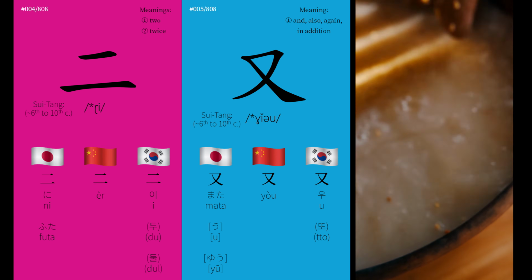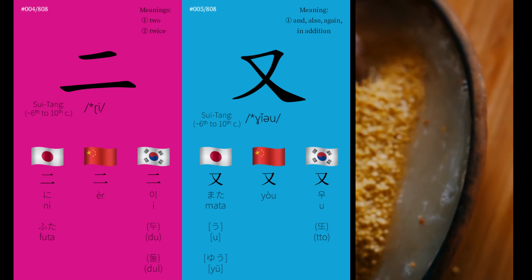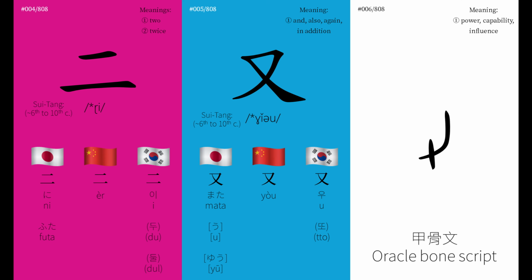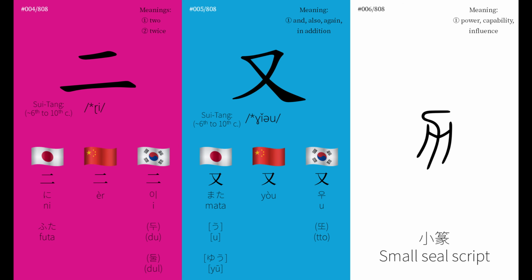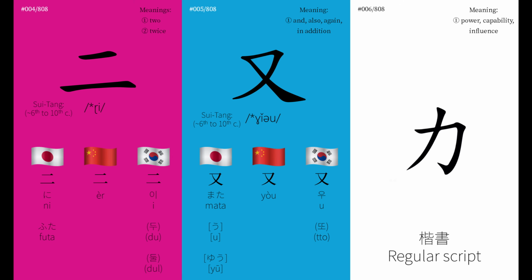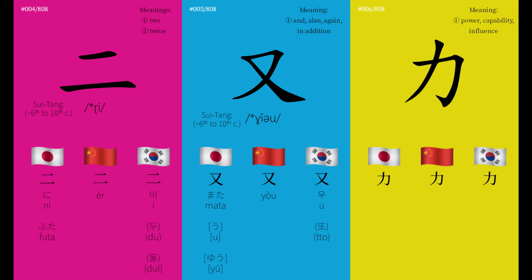There is also the simple fact that it takes great physical strength to work the fields. In Oracle bone script, the central curve represents the handle of the plow. While the shape of the blade changes as the character develops over the centuries, the curved handle can still be seen in our modern character. In modern Chinese, Japanese, and Korean, the character still means power, capability, influence.